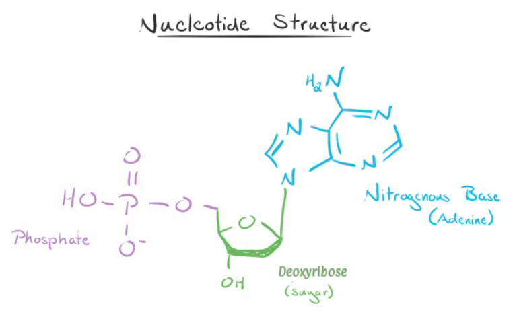Each nucleotide monomer consists of carbon, hydrogen, nitrogen, oxygen, and phosphorus. A good way to remember this is CHNOP. These elements make up the three major parts of nucleotides: the nitrogenous base, the 5-carbon sugar, and one or more phosphate groups.